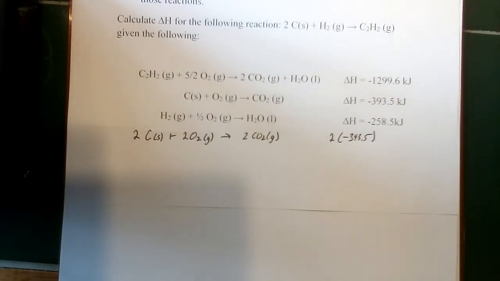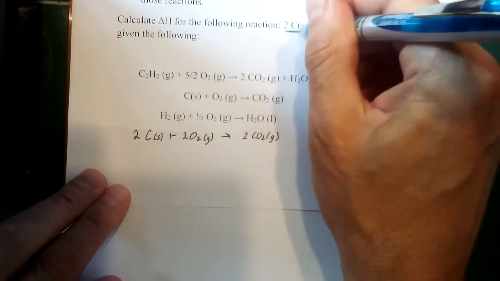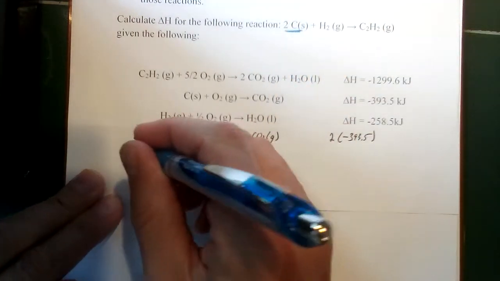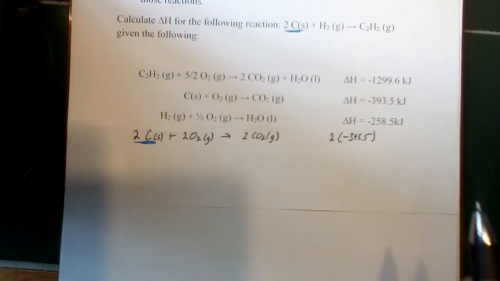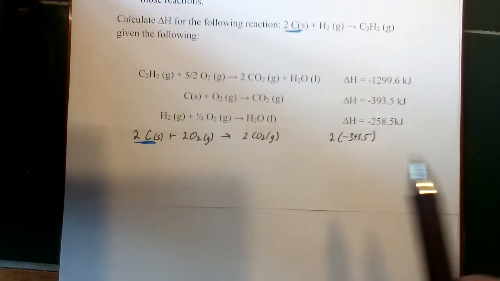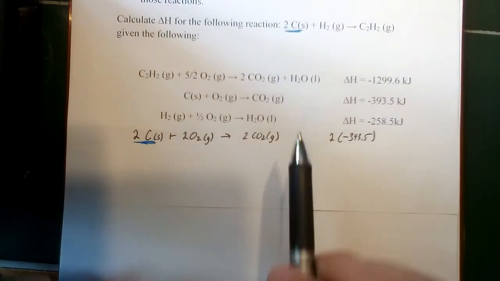Now I'm going to use another color here. 2 carbons is what I started with there. I have now added 2 carbons in my setup to try to cancel out these reactions and make the target reaction I'm looking for. Okay?